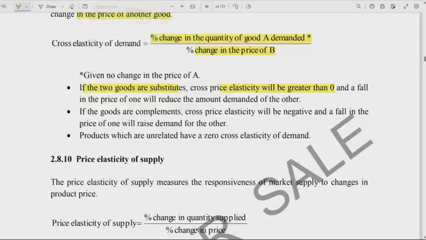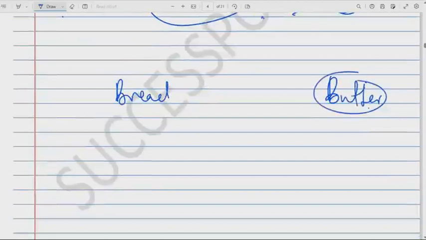If the goods are complements, right? Meaning kuna kuti one good has to be used together with the other. Bread and butter, right? So if the goods are complements, then the cross price elasticity will be negative. Why? Because a fall in price of one will raise the demand for the other, right? So what we're saying is bread, butter. So we have bread and butter.